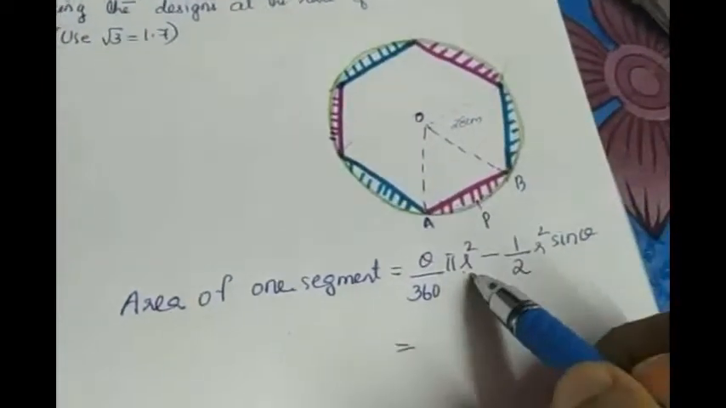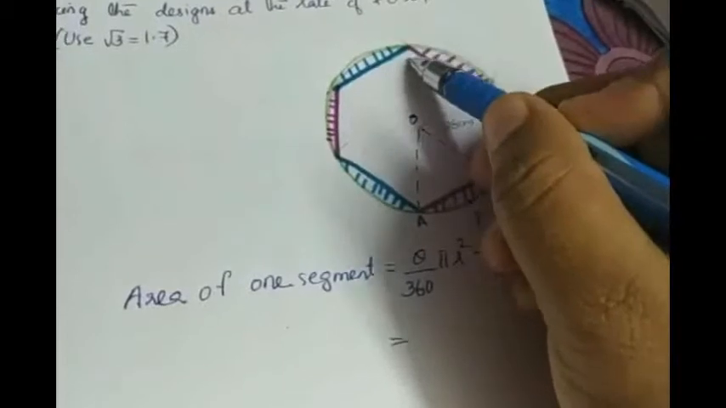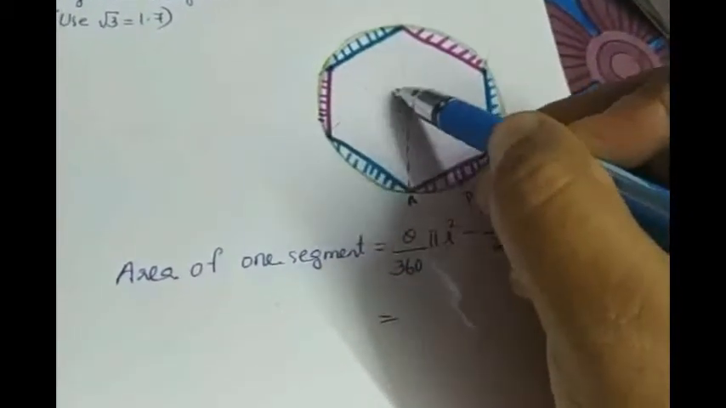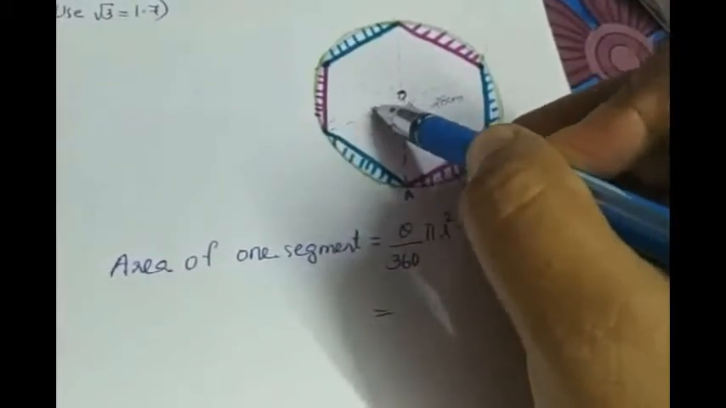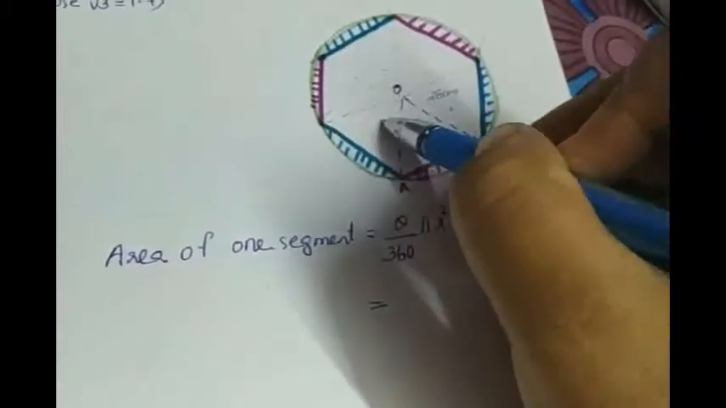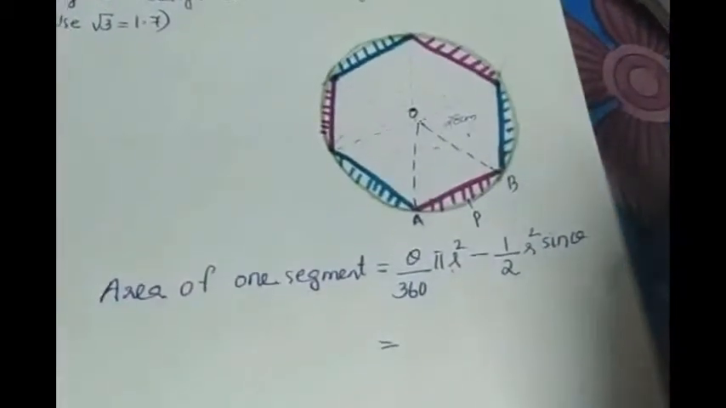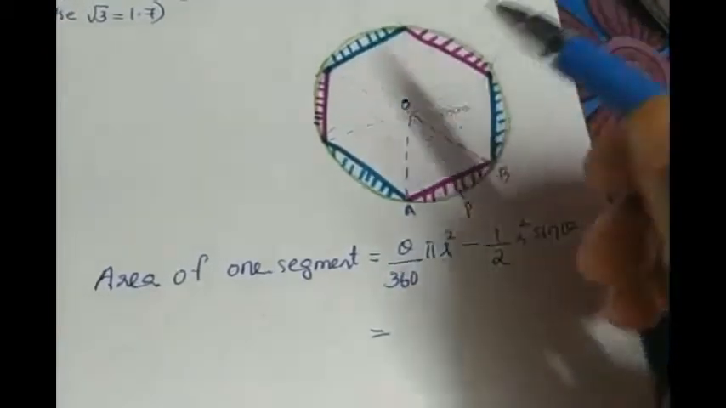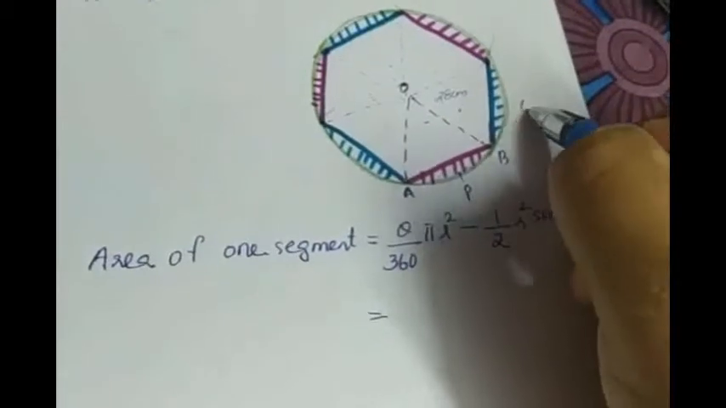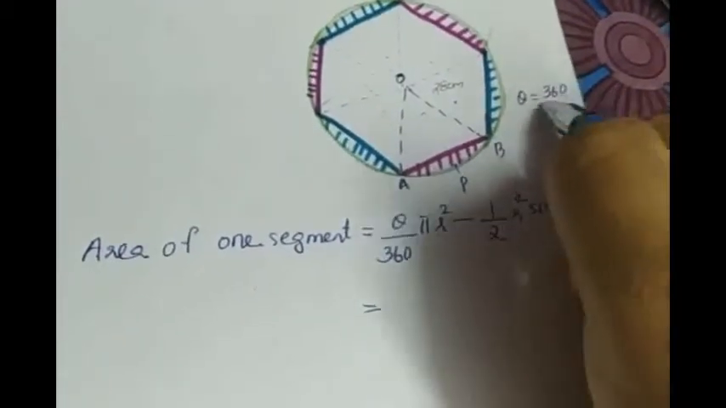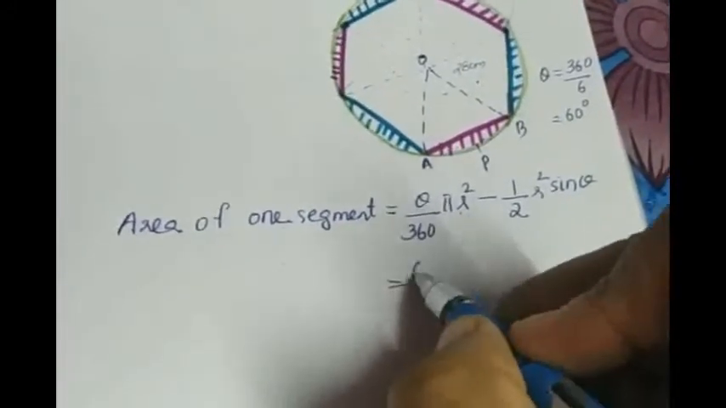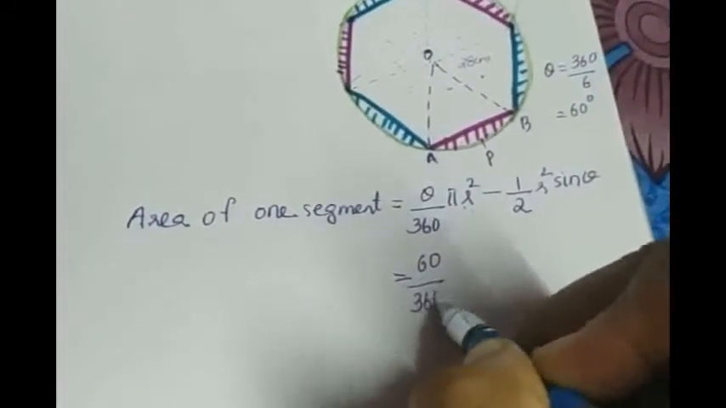What about theta? Into how many parts is it divided? If I join, this is 1, 2, 3, isn't it? And if I join here, it is 4. And if I join here, it is 5, 6. So 1, 2, 3, 4, 5, 6. The full circle is divided into 6 equal regions. The full angle 360 is divided into 6 equal regions. That means one angle will be 360 divided by 6, which gives you the value 60 degrees. So instead of theta, we can substitute the value 60 by 360 into pi.